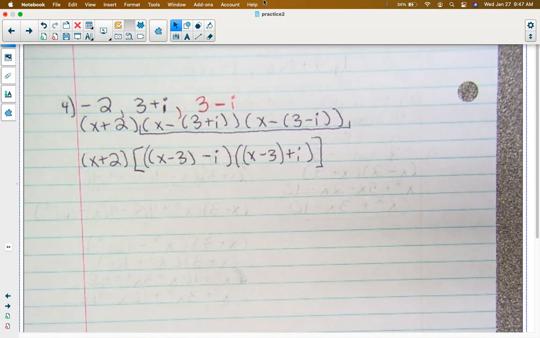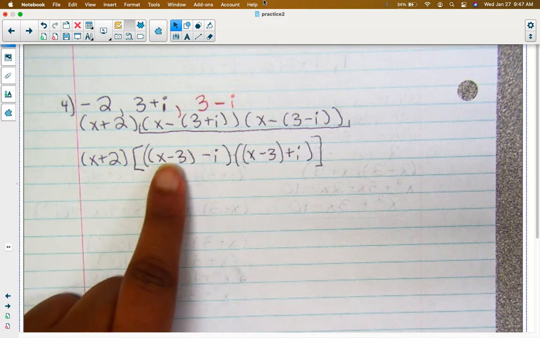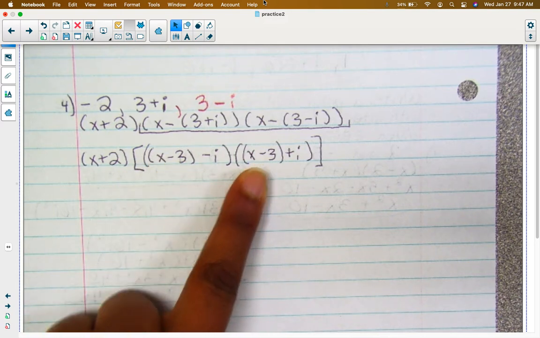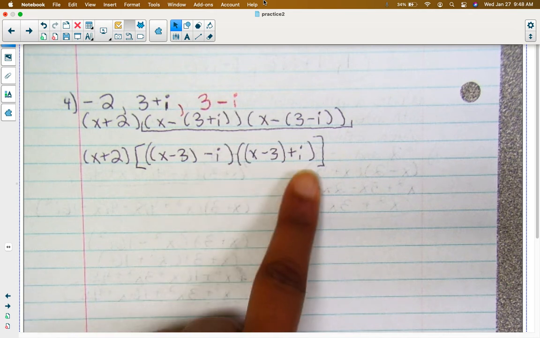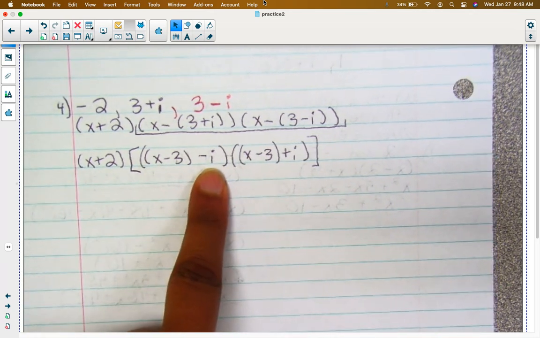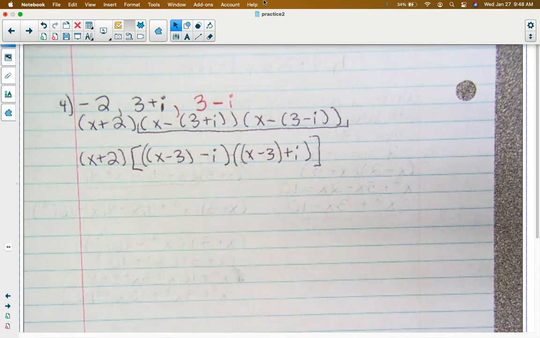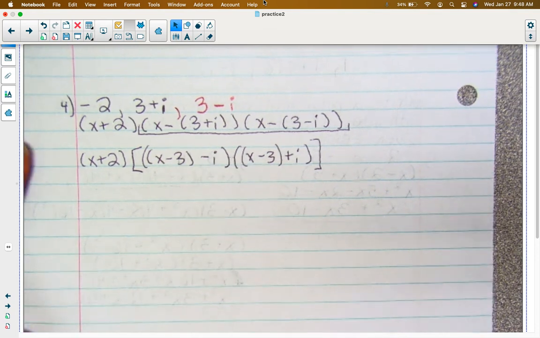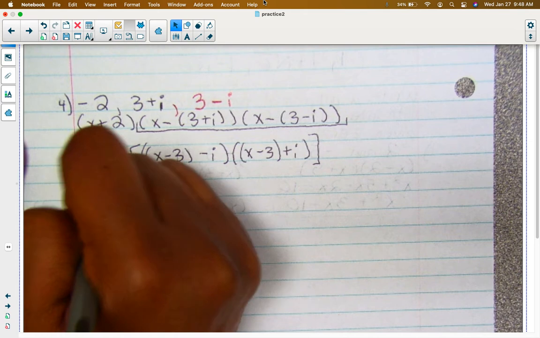Now I'm going to go through and multiply all of this out. I know that it looks rather complicated, but think of it like this. x minus 3 is a term, x minus 3 is a term, negative i is a term, and i is a term. So I still have 4 terms. So this is going to give me x plus 2.